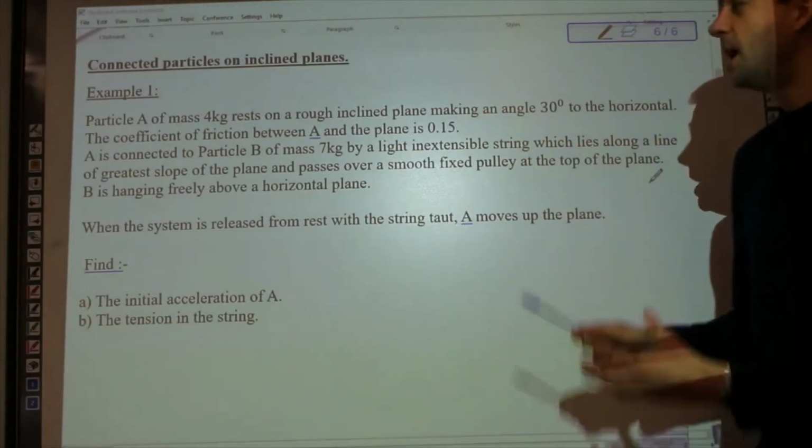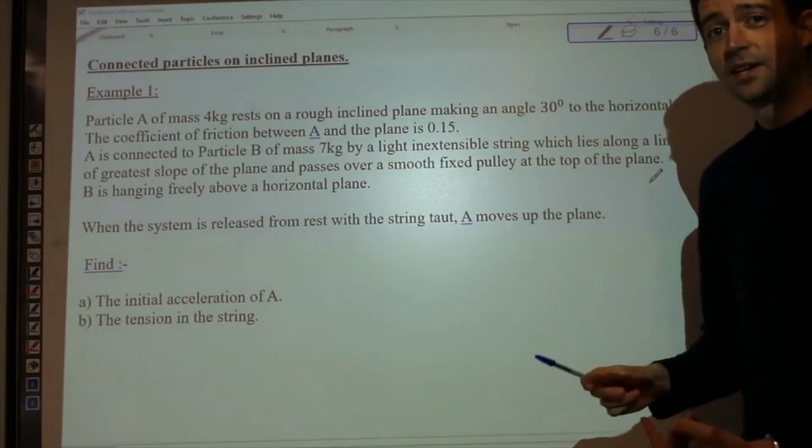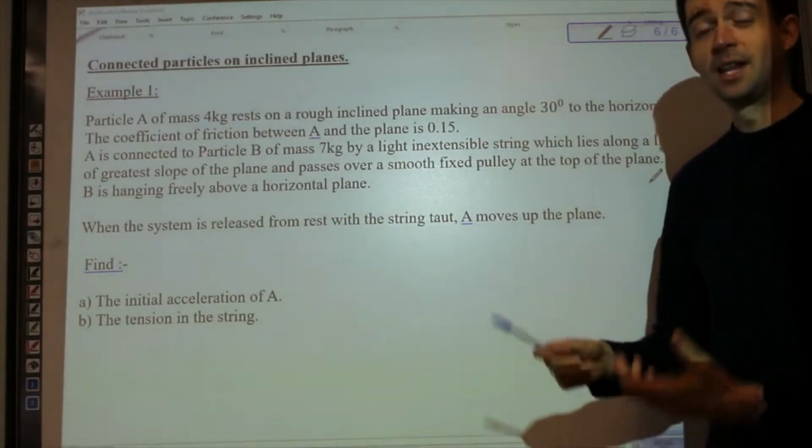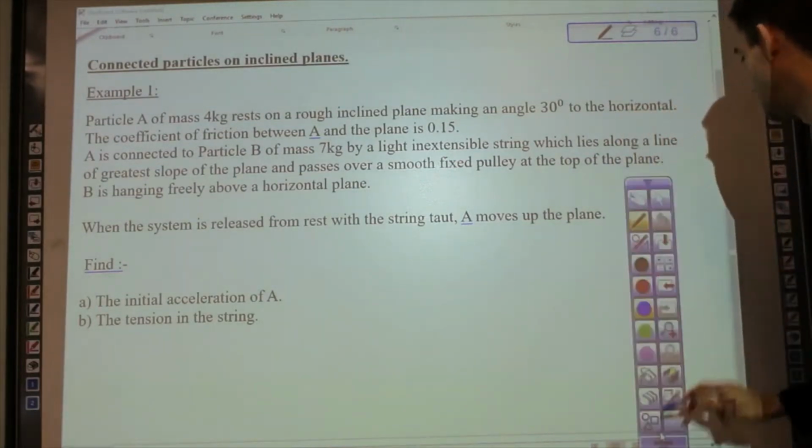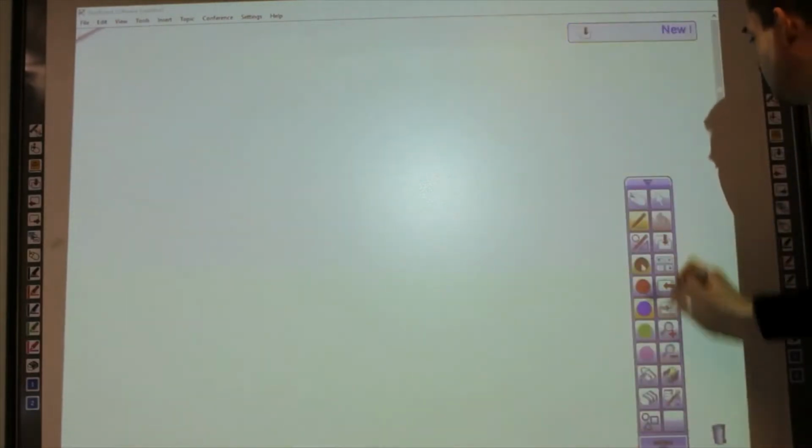Let's start with the diagram. It is impossible to answer mechanics questions without drawing a diagram, and that is not a challenge, that is a statement. Okay. So, let's start off by drawing a nice big diagram.